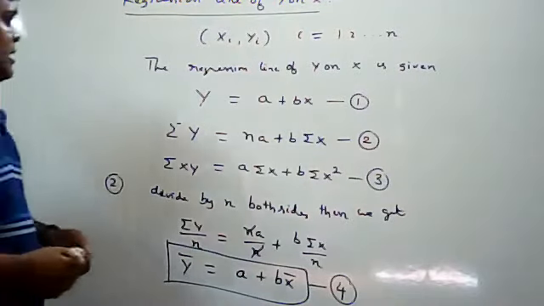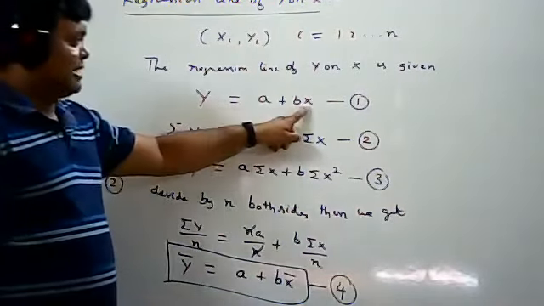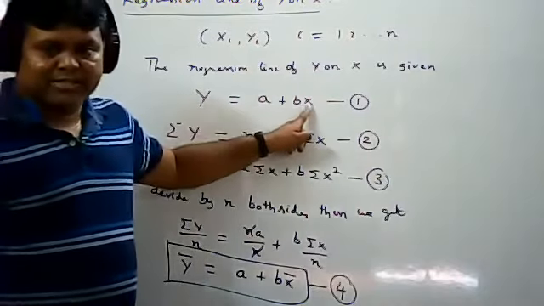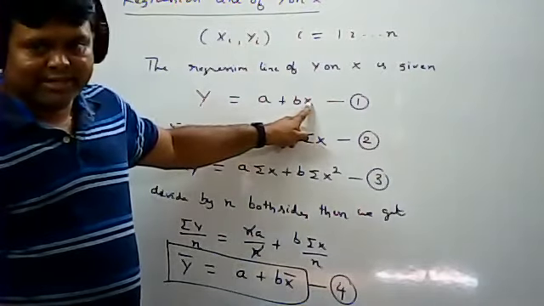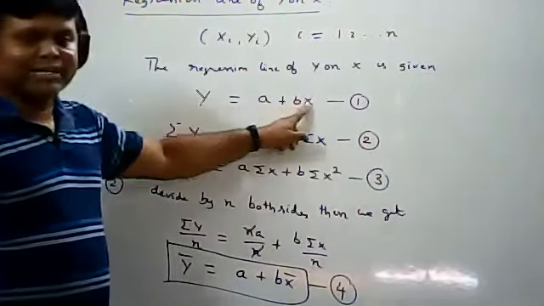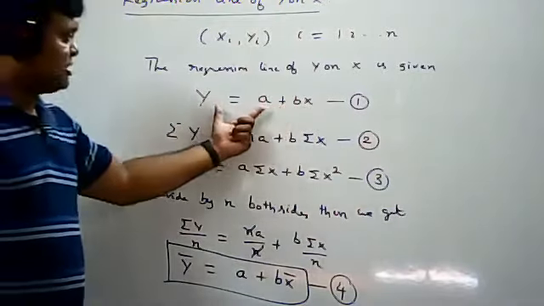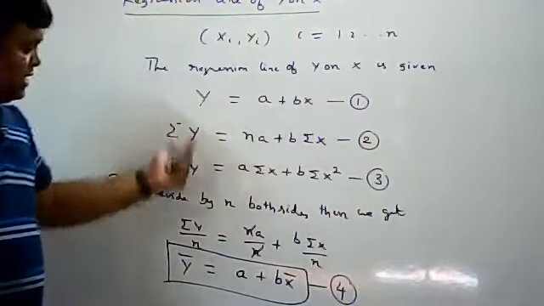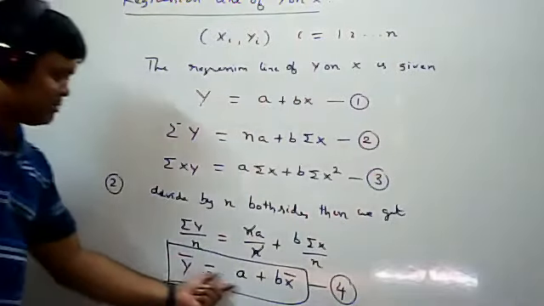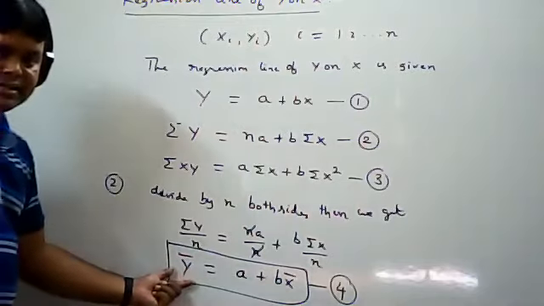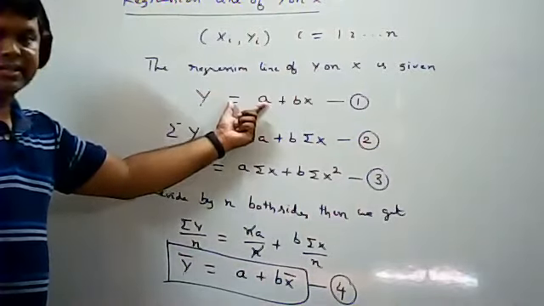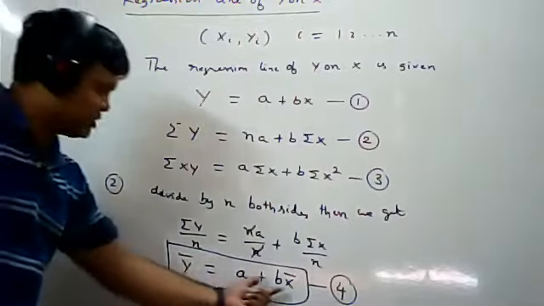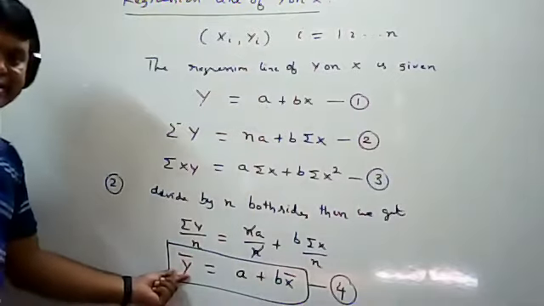Okay. Now see, y equal to a plus bx means it passes through which point? It passes through the point x comma y, because x and y are the variables, a and b are the constants. Suppose this is a straight line. Now see this equation. This straight line, otherwise called regression line, passes through which point? x bar comma y bar.